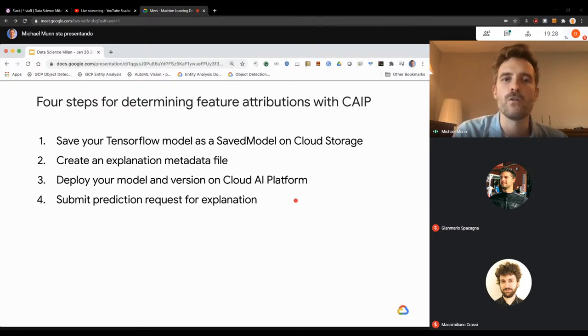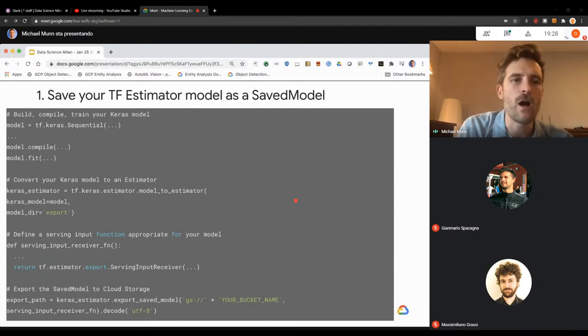You deploy your model and a version on Cloud AI Platform, and then when you submit your predictions for requests, you can get an explanation as to why. It'll tell you attributions for the features of your model. I won't spend a lot of time going through the code because this is really just to give you an idea. I've left out the meat of it anyway. It's really just setting up a sequential model.